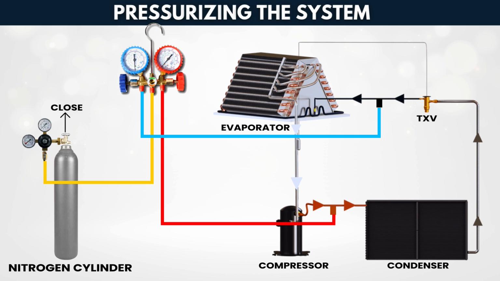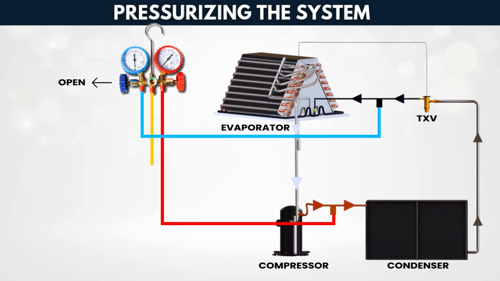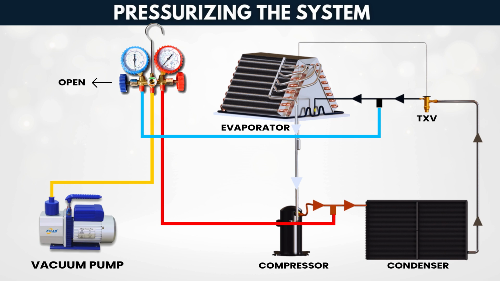Start by closing the nitrogen cylinder and fully turning the regulator handle counterclockwise to release all pressure. Remove the yellow hose and then slowly open the low-pressure service valve to vent the nitrogen gas safely. Now connect your vacuum pump and evacuate the system down to 500 microns or below. This removes moisture and non-condensable gases. When the vacuum holds steady, recharge the system with the proper type and amount of refrigerant, and then run the AC to confirm it's working correctly.